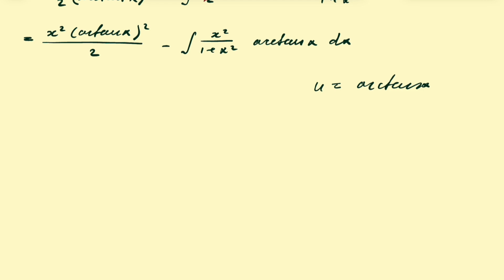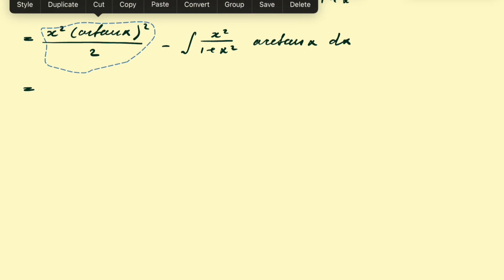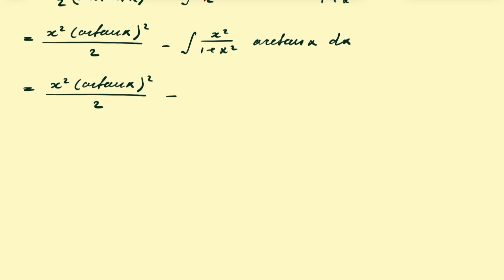Since we already have dx over 1 plus x squared, at this point we can make the substitution, and let's just copy this one. Okay, now the substitution will be as follows. We write u is equal to arctangent of x, and in this case du will be dx over 1 plus x squared.